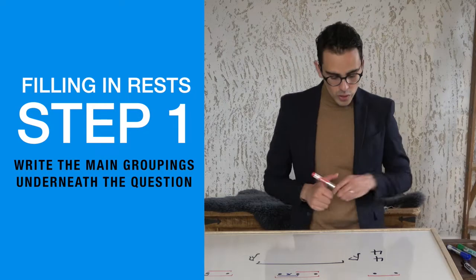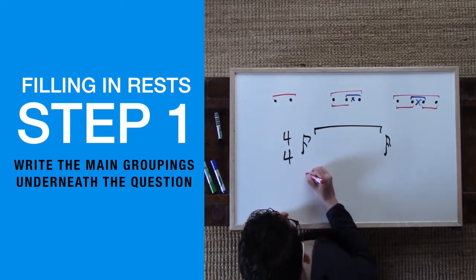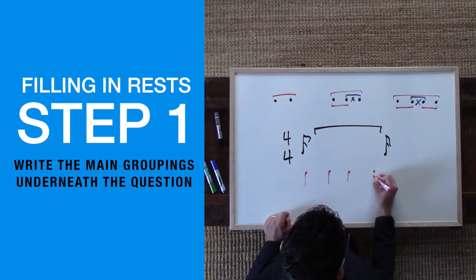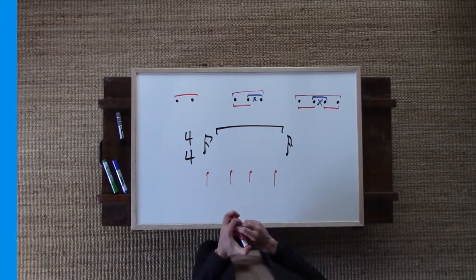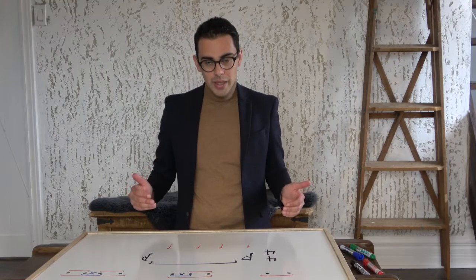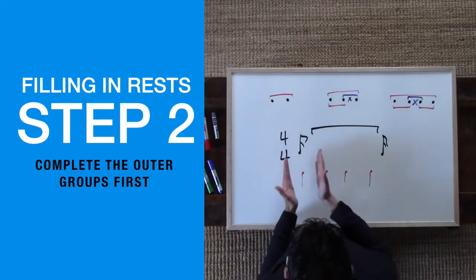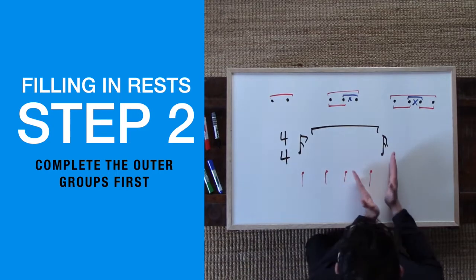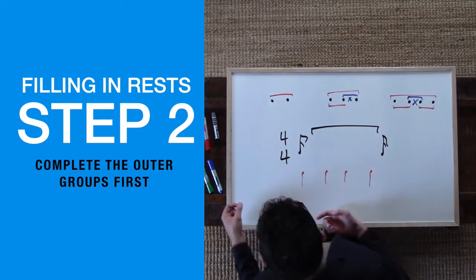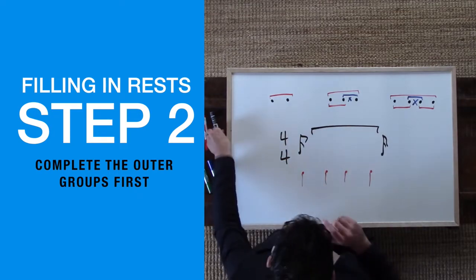So let's do that right now. The grouping for 4/4 time: there are 4 quarter notes in this bar. 1 quarter note, 2 quarter notes, 3 quarter notes, 4 quarter notes. Now, step 2 is to finish the outer groupings first. So, we need to finish this grouping first and that grouping first. Don't worry about the middle. Whenever we're doing these questions, we always work from the outsides in. It doesn't matter whether it's this group first or that group first, as long as we're going outside in. Let's start with this group first.